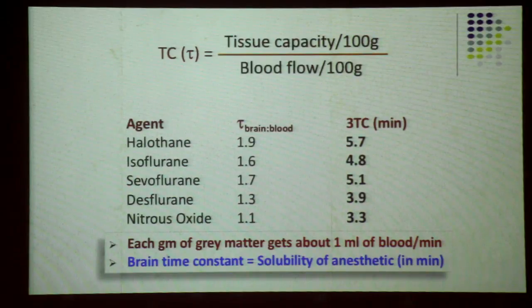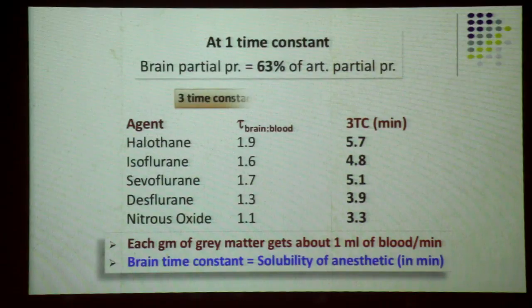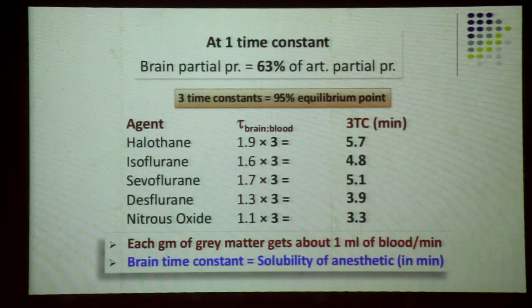So it becomes easy to analyze. Whatever is the solubility of the agent into 3 would give you the time constant in which you will be able to achieve the brain time constant. So all you need to know is, to get 3 times the time constant, you multiply all of them by 3, and these are the 3 time constants you will get. That means 95% equilibration will occur for these agents in this much amount of time.